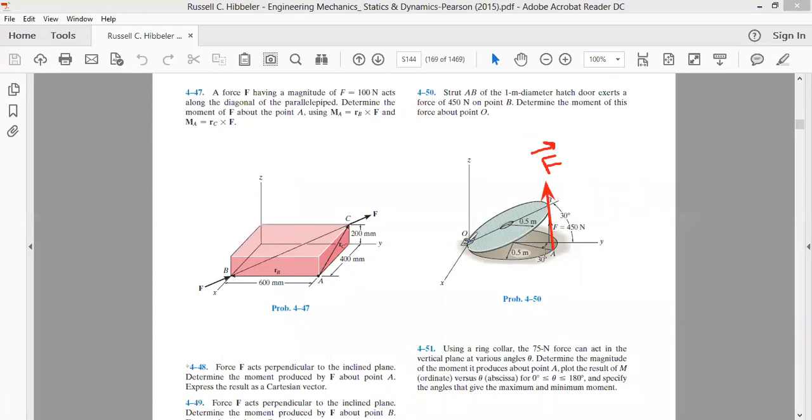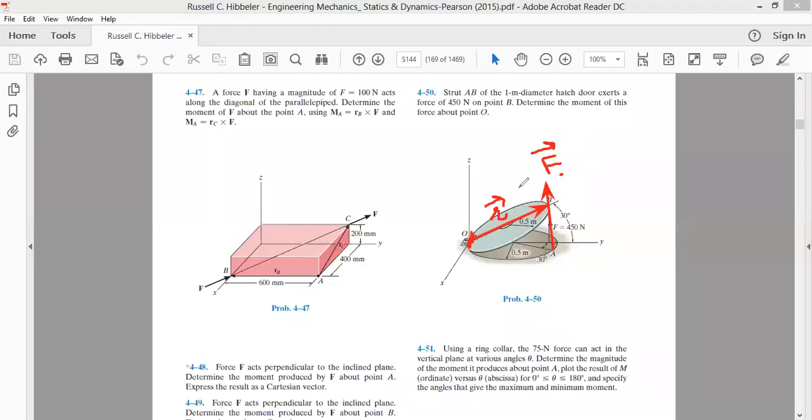about point O? For that purpose, we have to draw the radius vector from point O. As you draw the radius vector from O, this will be your radius vector, and let's say we call this radius vector R. The moment of this force about O will be R cross F. So in order to find the moment of this force F about O, we have to find the radius vector R, which is drawn from point O to point B.